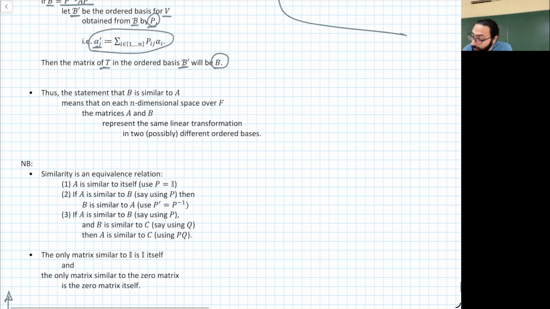And what else does it say? Okay, so the statement that B is similar to A means that on each n-dimensional space over F, the matrices A and B represent the same linear transformation in possibly different ordered bases.